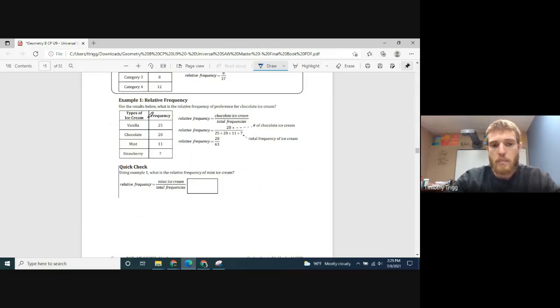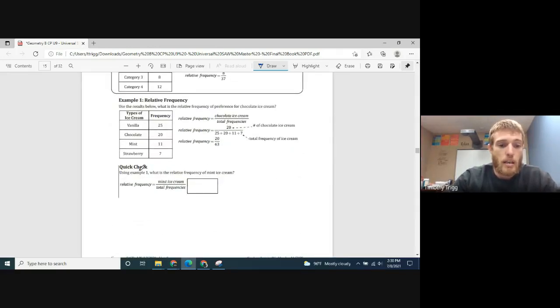So sometimes you're given a chart from a survey, right? So people are asked, oh, what type of ice cream is your favorite, right? So types of ice cream. You got vanilla, chocolate, mint, or strawberry. So this is what people have to choose from. 25 people picked vanilla, 20 picked chocolate, 11 picked mint, 7 picked strawberry, okay? Me personally, I'd pick mint, but whatever.